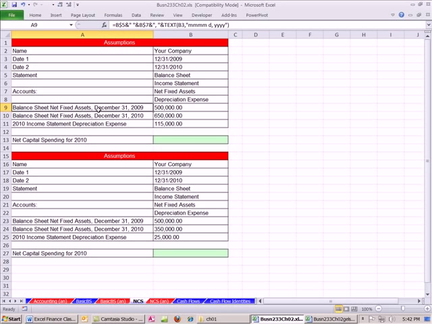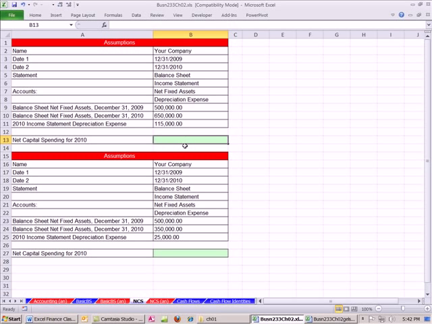Balance sheet net fixed assets as of December 31st, 2009. So we have the begin number. Remember, if it's December 31st, 2009, that's the amount, 500K, that starts on January 1st, 2010. And here's the ending balance. So it looks like we went up by $150,000. This is the balance sheet, and this is net. This is minus any depreciation.